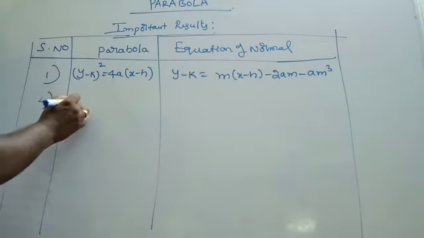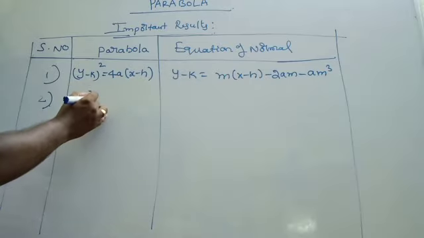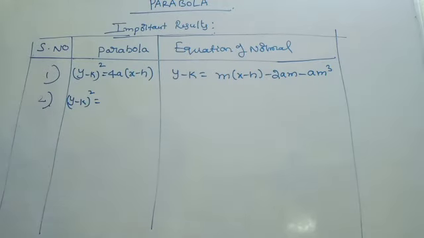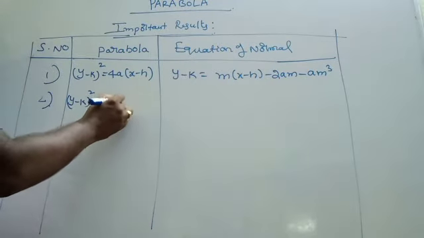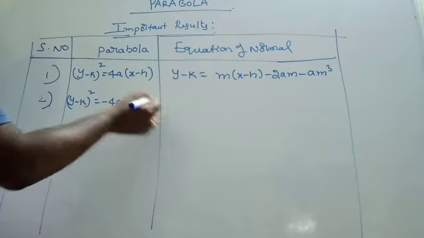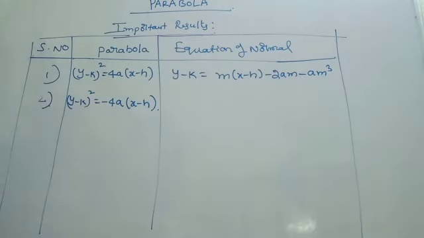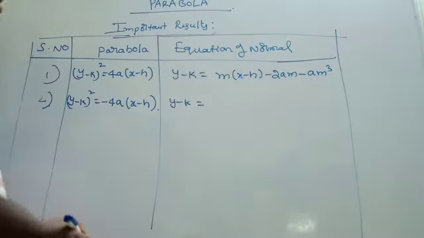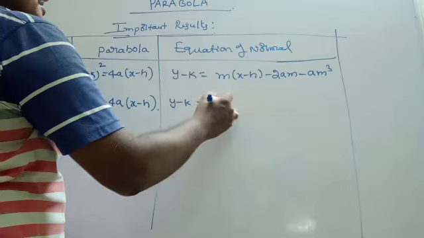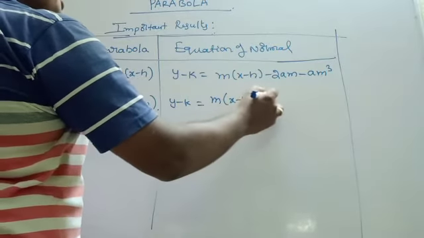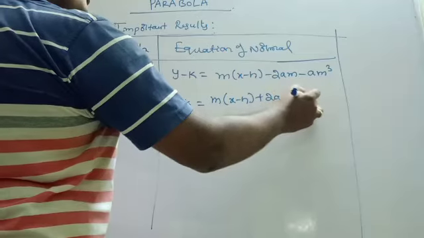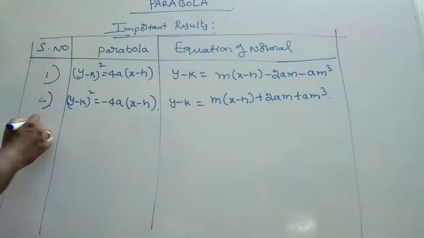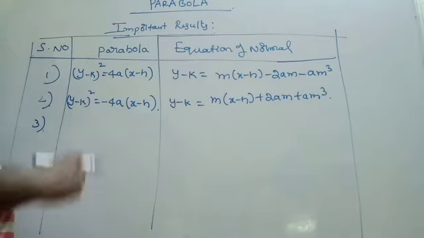In the same way, we have the second type of parabola when the origin is shifted to the point (h, k): (y minus k) whole squared equals minus 4a times (x minus h). For this, just replace y by y minus k and x by x minus h. The equation of the normal is nothing but y minus k = m(x minus h) plus 2am plus am cube.